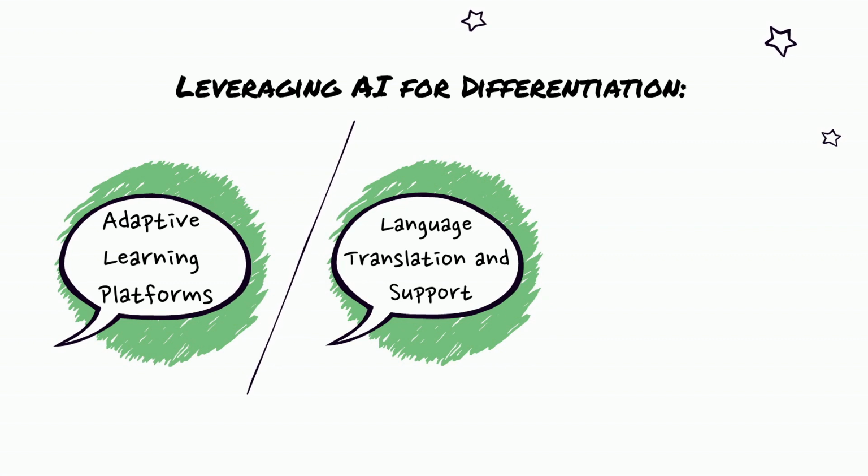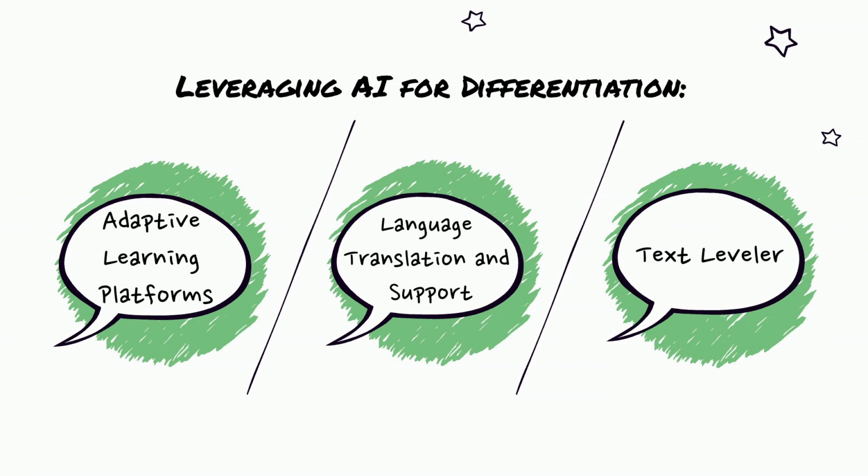Language translation and support. AI can provide instant translation tools and language support, making content more accessible to ELs. Text Leveler Tool. This is a valuable resource for evaluating and adjusting text to meet specific readability requirements and ensure that written materials are accessible and engaging for their intended audience.